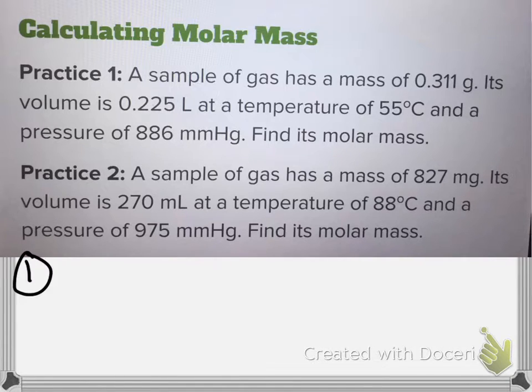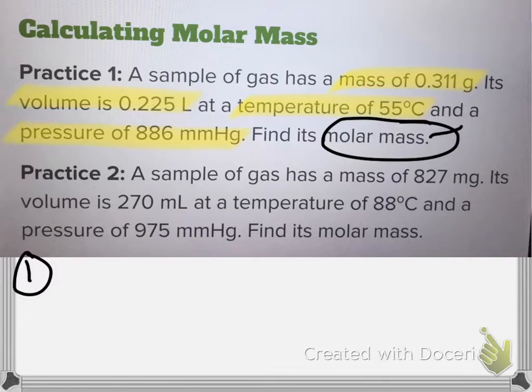Okay, so for number 1, we are given a mass of 0.311 grams. We are given a volume of 0.225 liters. We are given a temperature of 55 degrees Celsius, and we are given a pressure of 886 millimeters of mercury. Our goal is to find the molar mass. That's what we want to do.